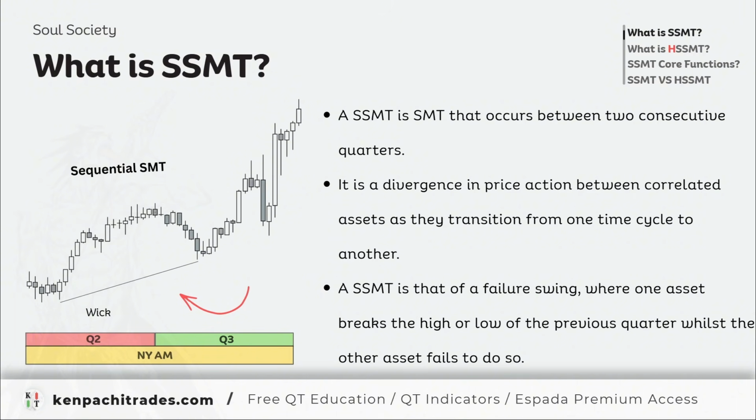Knowing this, we can plan our trades with a simple logic. If you're looking for longs, you want the SSMT to form below the true open, for example, the true day open. And if you're looking for shorts, you want SSMT to form above the true day open. Why? Because the true opens work as a premium and discount measure. If price is above the true day open, we are in a premium zone. If price is below, we are in a discount zone.